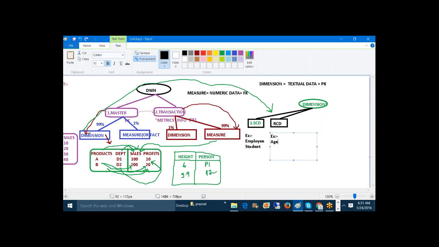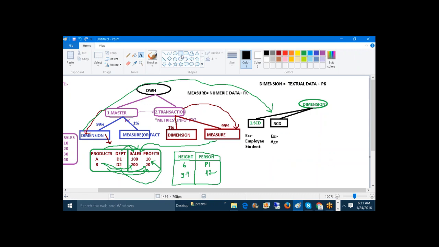So here you may get one doubt. As age being a number, why can't it be a measure? The answer is no, it cannot be a measure because the age can be calculated based on what? Based on the dates. So always the dates come under the dimensions.